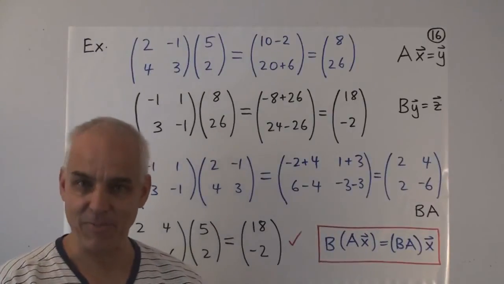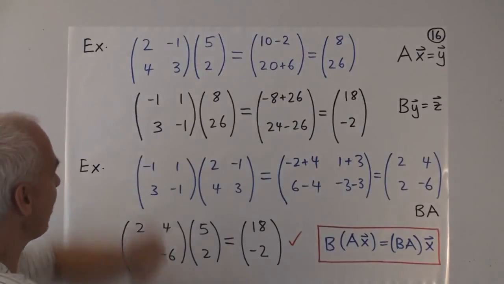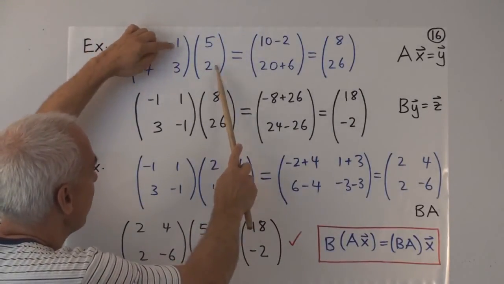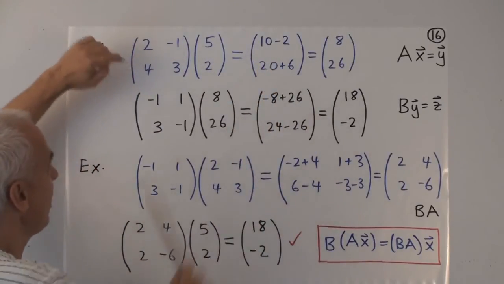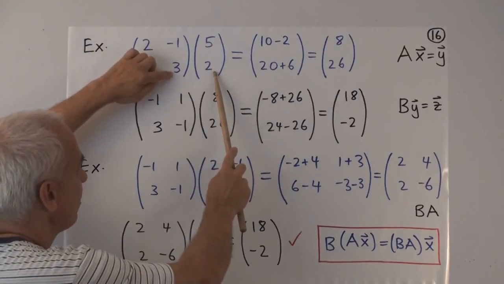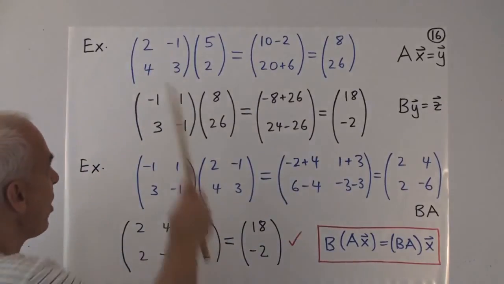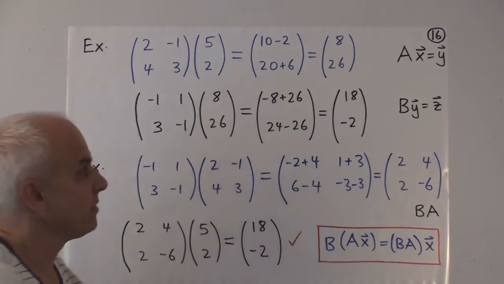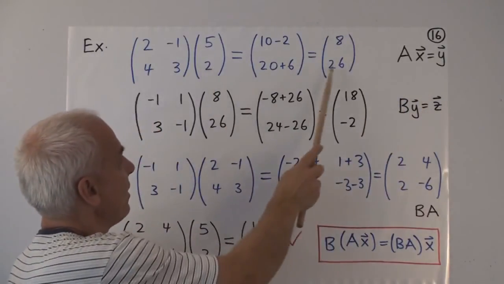So let's look at some examples. A matrix times a column vector. What do we do? 2 times 5 plus minus 1 times 2. That's 10 minus 2. That's 8. Then 4 times 5 plus 3 times 2. 20 plus 6. That's 26. The product of this matrix times this column vector is another column vector. In notation, A times x equals y. That would be x, that would be y.